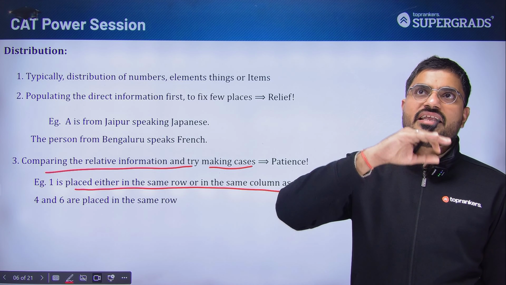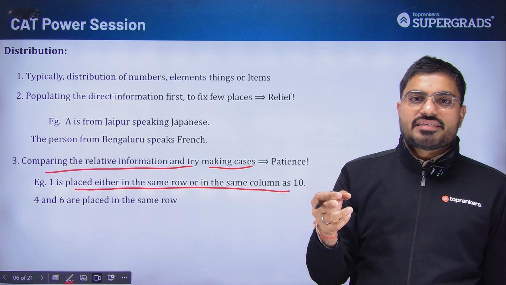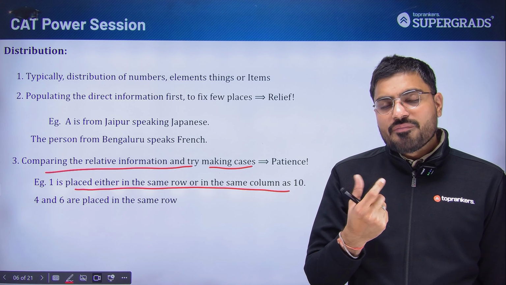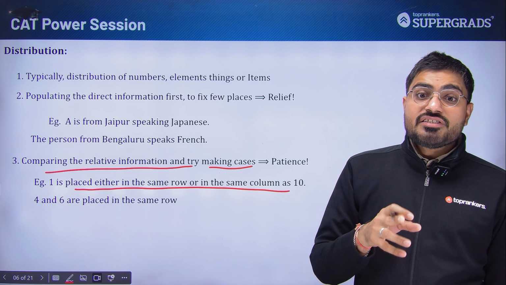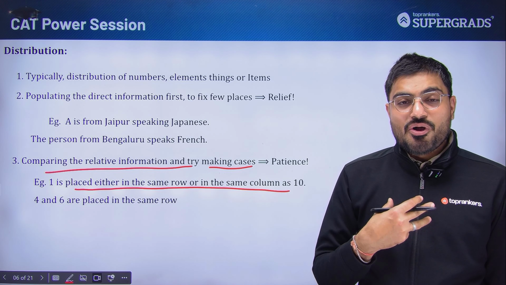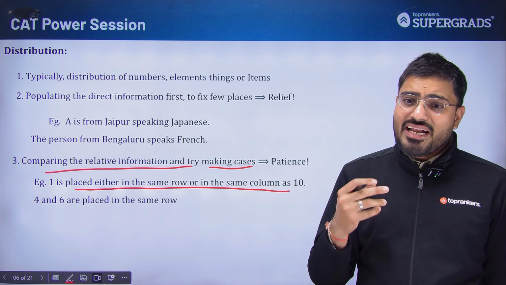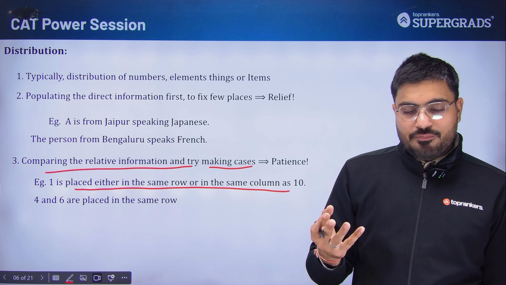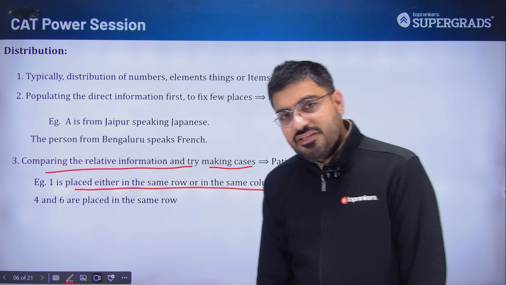Whatever rows are there, in every row, at any place 4 and 6 can come. Wherever 10 comes, in the same row or the same column, 1 will come. So there will be 2 cases. Since dependent information usually helps you make the cases, you will make multiple cases. And since you are making the cases, you have to calm down your nerves. You have to work on your patience level and make the cases diligently and deliberately. Ultimately, you will end up getting all the exhaustive possibilities and finally you will get the final answer. But before getting the final answer, there comes one more thing.